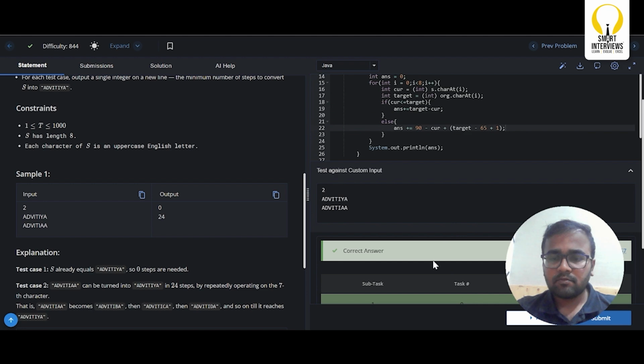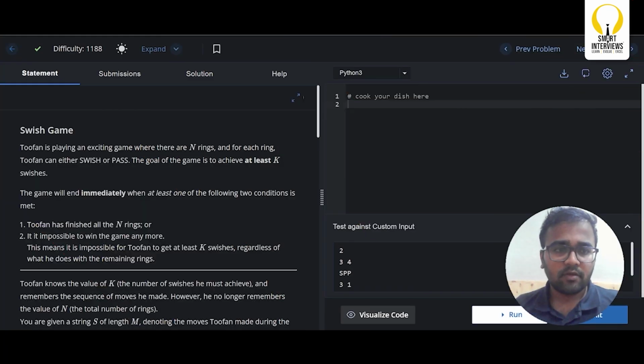That's it. Let us start our discussion with the problem Switch Game. Tufan is playing an exciting game where there are n rings, and for each ring, Tufan can either swish or pass. The goal of the game is to achieve at least k swishes. The game will end immediately when at least one of the following two conditions is met. Tufan has finished all the n rings, or it is impossible to win the game anymore.